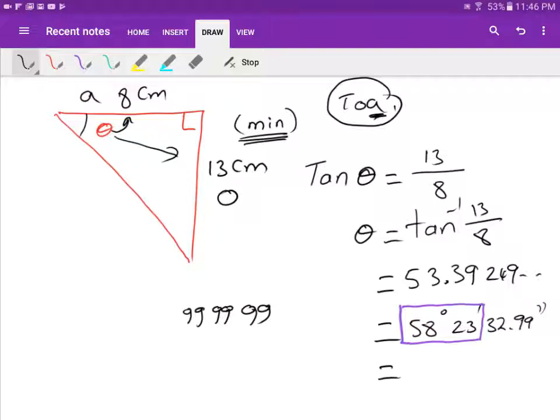Now, before you write 58 degrees 23 minutes, you need to look at the one after that first. This is 32 seconds, so close to a minute. So you add to this, so that becomes 58 degrees and 24 minutes. Okay, let's do the last one.